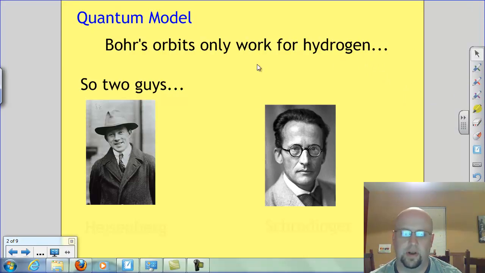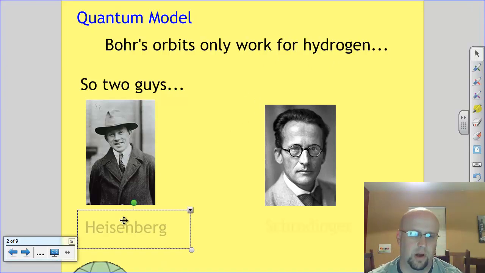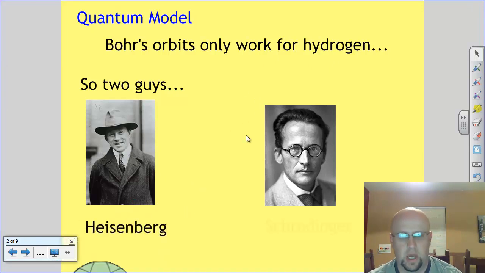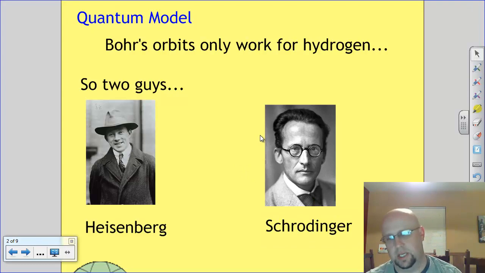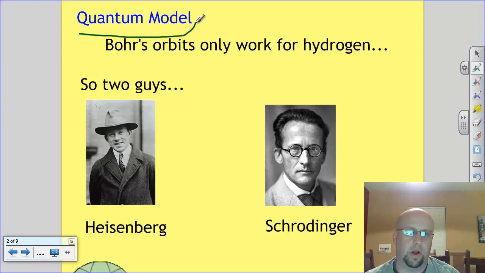But after Bohr's model was found not to be as valid, we get two pretty famous scientists. One of them is Werner Heisenberg. You often hear his name associated with the Heisenberg uncertainty principle, because what he says is that you can't know exactly the speed and the place of an electron at the same time. That's going to lead into the next model that we're going to talk about. And a guy named Erwin Schrödinger. These two guys aren't really working together, but their ideas are what lead to the idea of the modern atom, which is what we call the quantum model.